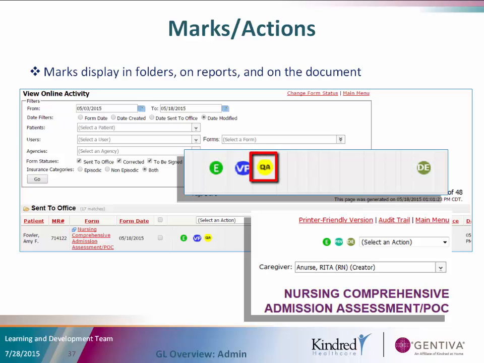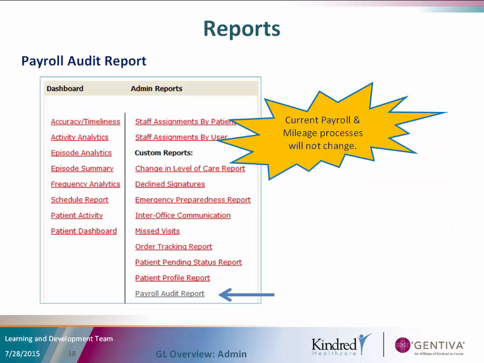The QA mark indicates the form has been QA'd. Diagnosis exported is another mark that the system applied when the diagnosis was entered on the form and flowed to McKesson. You will learn in subsequent classes more details on how these marks are used. We've looked at how actions and marks are used in the View Online Activity screen. Now let's look at other places where they are used.